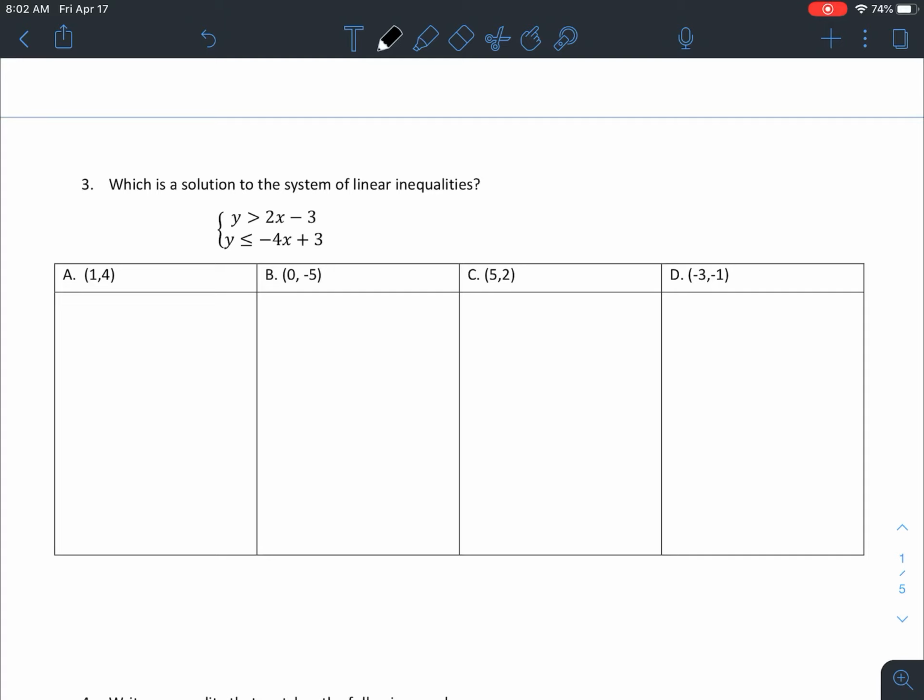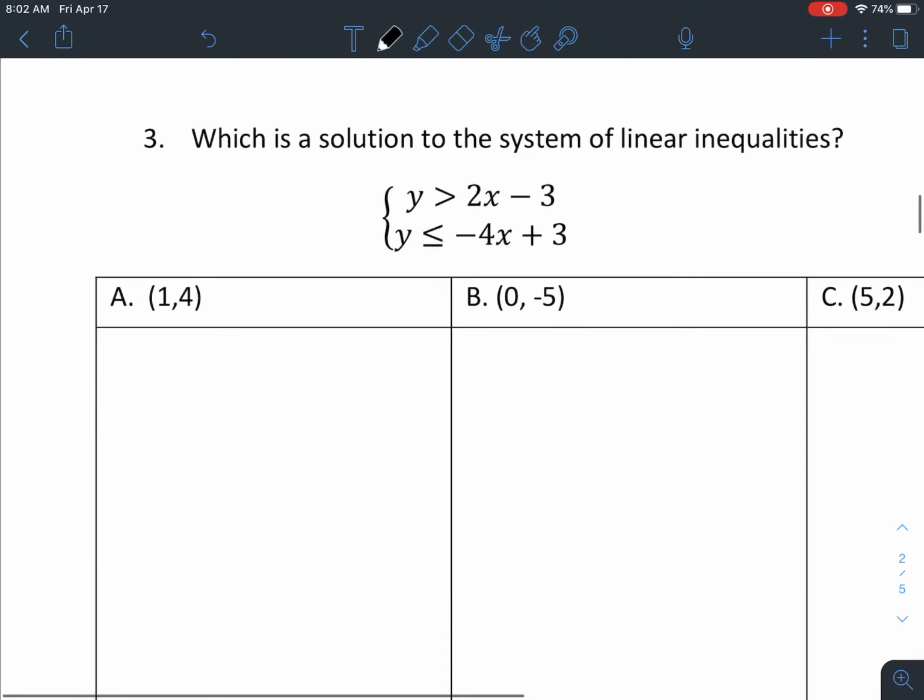First part here is number 3, which is a solution to the system of linear inequalities. They gave us 4 possible choices. We have to test these in here, so they gave us room to practice. If we remember right, our first number here is always x and our second number is always y. So let's plug it in and see if it works with the first one.